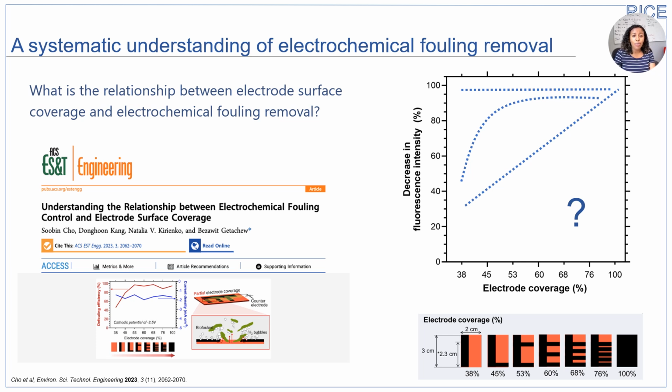So to provide this more systematic understanding, I will share with you the results from a study we published in ACS ES&T Engineering in 2023. In this paper, we wanted to test how changing the level of coverage with an electrode alters the amount of biofilm that's removed from the surface electrochemically. Is it going to be a linear relationship or a nonlinear one that plateaus at a certain point, or some other unexpected relationship? That's what the heart of this paper was about.